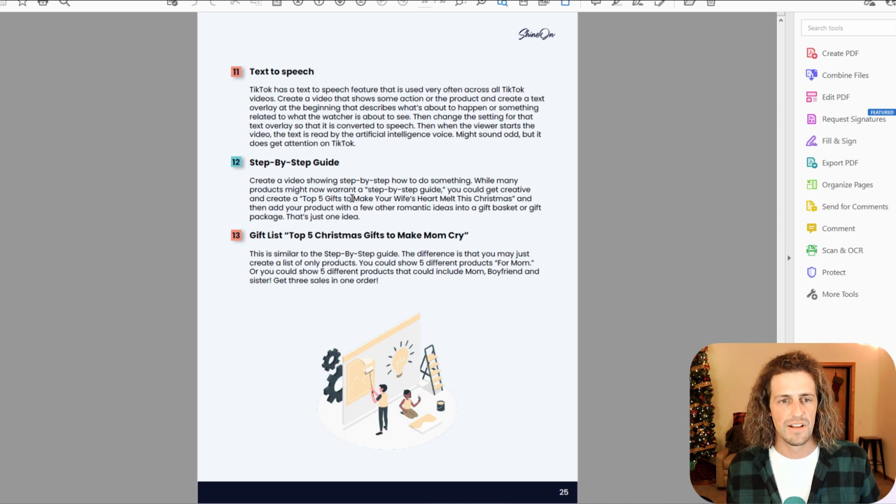guide to do that. You could also do a gift list and say, here, what did I have in here? The difference is that you make a list of only products. So a step-by-step guide could be including accents and things around a product. If you were doing something like a gift list, you could just have several different gifts that you might buy for someone. So if you're a mom, maybe you mention some daughter products, a husband product, and maybe a gift for grandma or something like that.